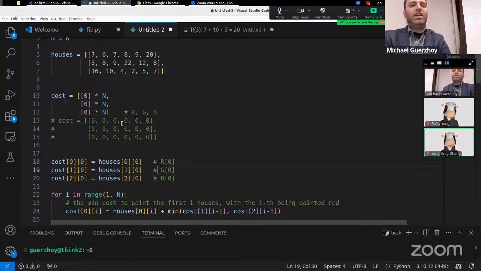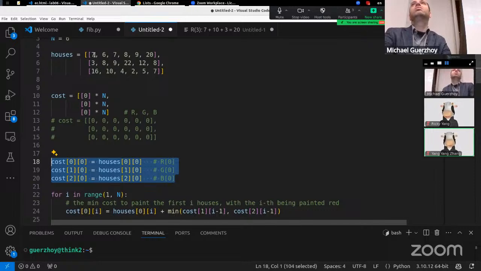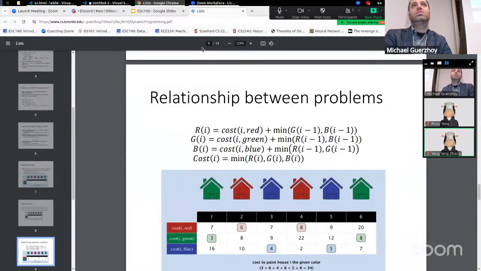And then we just fill in the first column, the second column, the third column, and so on. So the first column is just 7, 3, 16. And that is what's happening here, right? Why is it, anyone, that the first column is just 7, 3, 16? Anyone? Yeah, exactly.